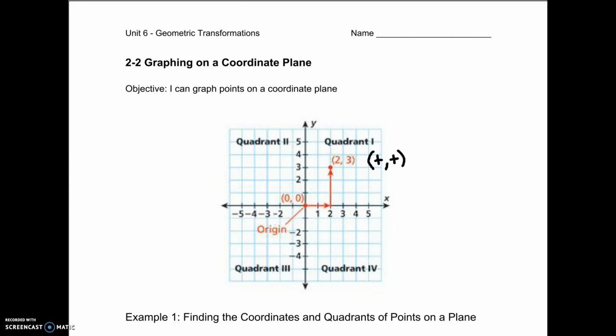That's going to be quadrant 1. Our top left, that's negative, positive. Quadrant 2. Quadrant 3 is negative, negative. And quadrant 4 is positive, negative. So those are whether our points, our coordinates, our x or y coordinates are positive or negative.